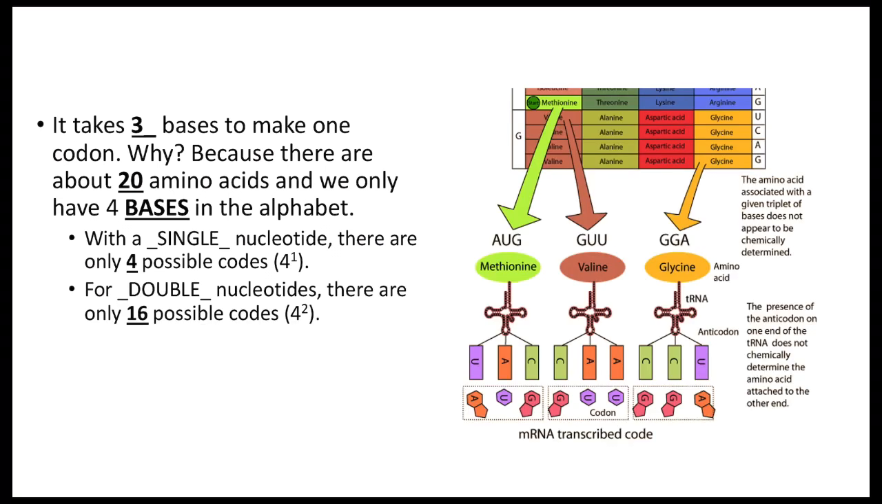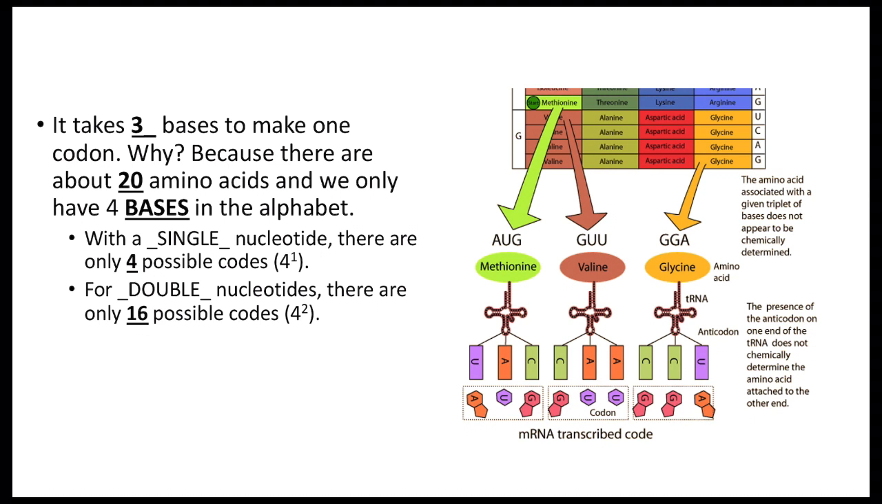But if we were to pair these nucleotides, so double nucleotides, there would be 16 possible codes, so 4 squared. This means that we could rearrange these pairs of those 4 possible letters in our alphabet in 16 different ways. For example, AA, AG, AC, AU, UA, UG, UC, UU, and so on. You could do this for the rest of the possible pairings, and you'd get 16 different possibilities. That's still not enough for our 20 possible amino acids.